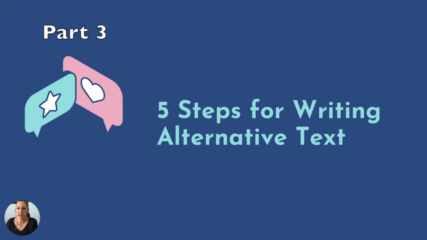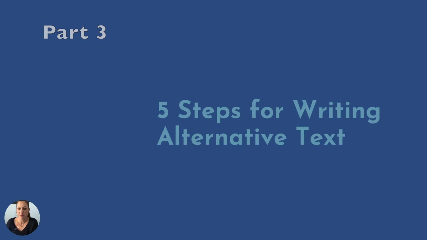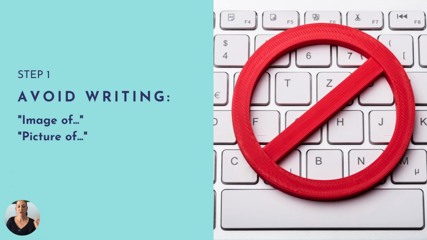Part 3, 5 Steps for Writing Alternative Text. Step number 1, avoid using "image of" and "picture of."